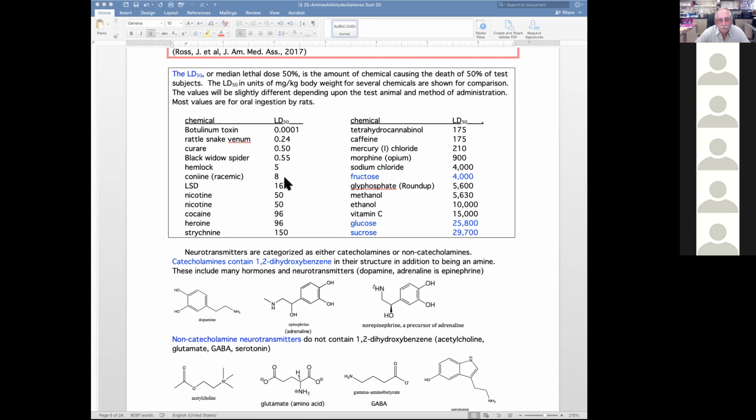So you can see that some of these that are in normal use by drug addicts and even non-drug addicts are fairly potent. Here's Roundup way down here. Fructose is more deadly than Roundup. And what's even more deadly is sodium chloride. But it's amazing. Even blood sugar you can get an LD50 for.